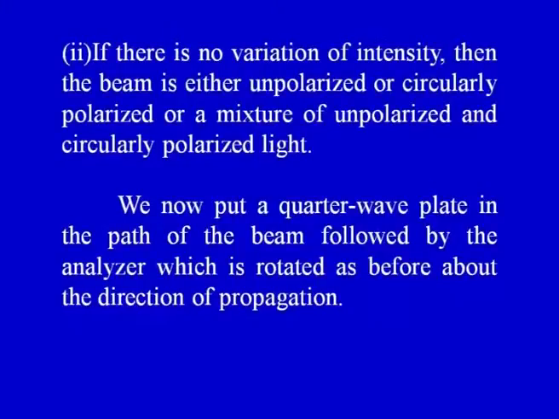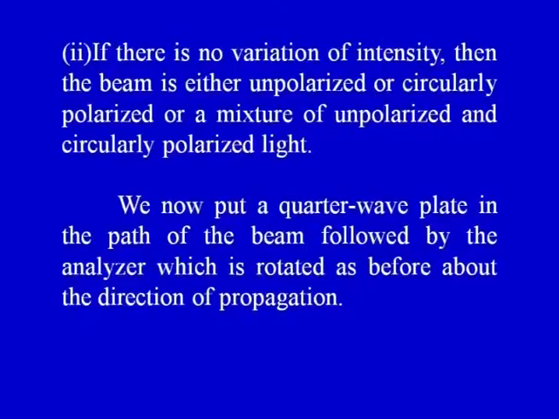Number 2, if there is no variation of intensity, then the beam is either unpolarized. Again we have seen this earlier, if the beam is unpolarized and you pass it through a polarizer, we call it an analyzer here, and rotate it, there is no variation in the intensity. So, the beam could be unpolarized, but we also know that the same thing will happen if the beam is circularly polarized or is a mixture of unpolarized and circularly polarized light.